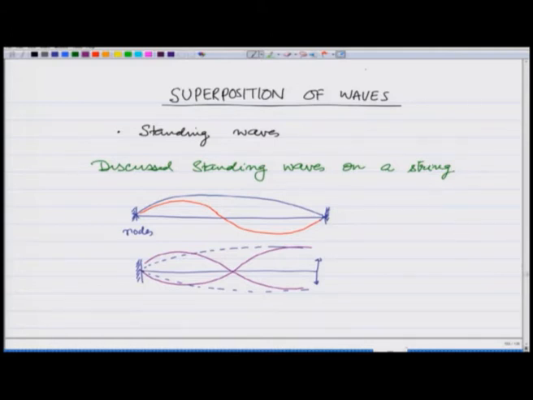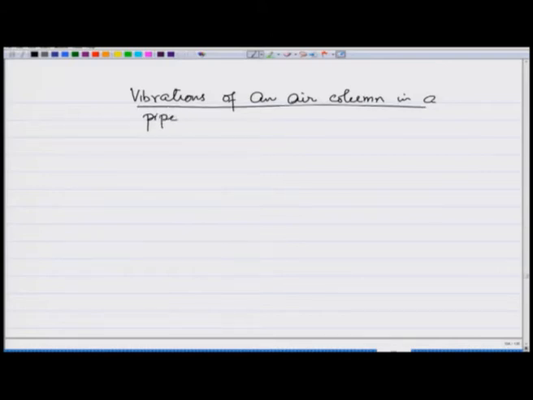Exactly along the same lines, we can also now discuss the vibrations of an air column in a pipe. And let me explain what that means. What that means is, suppose I have a pipe.